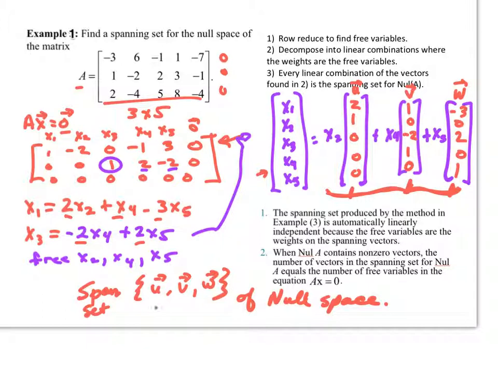Now notice, how many vectors do I have? Well, I have 3 vectors. Well, how many free variables did I have? Well, that's going to be the case. And that will end up spanning what we have. And so this is what this tells us right here. The number of vectors in the spanning set for null A is equal to the number of free variables in the equation AX is equal to 0. So that's how you find the spanning set for a null space.